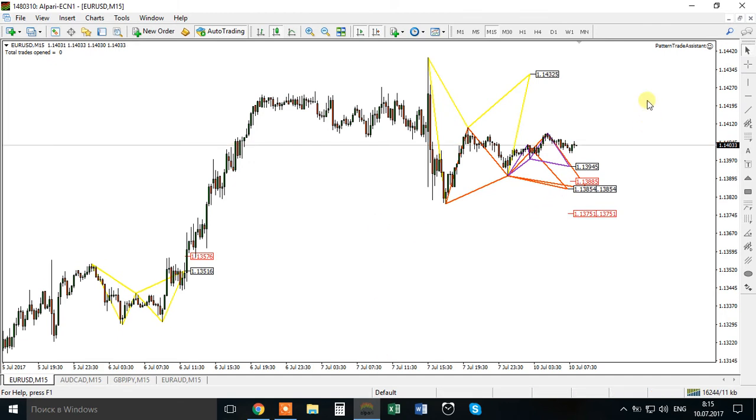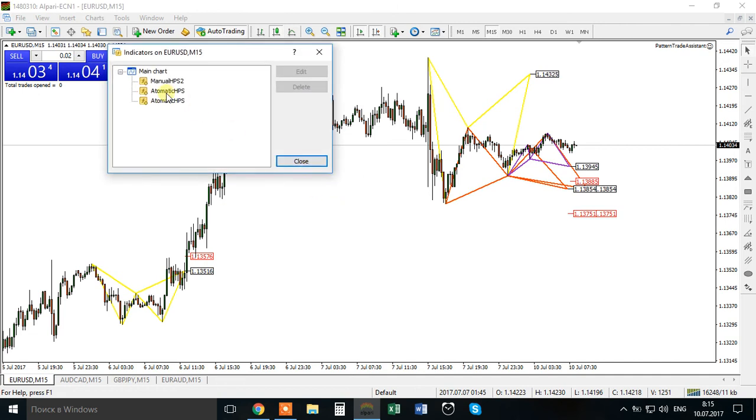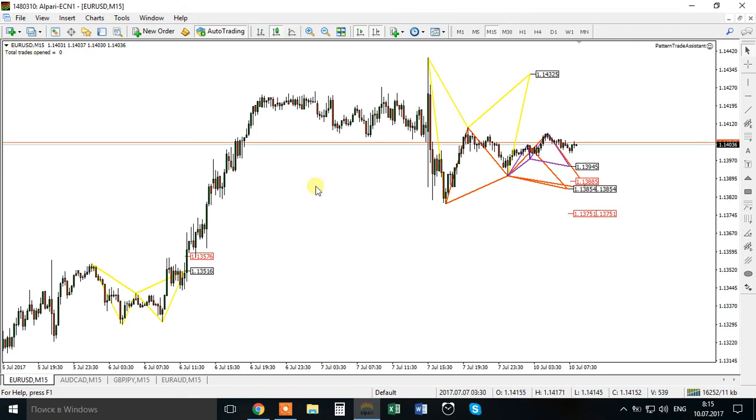All those trades are drawn automatically with my automatic HPS scanner indicators. Sorry, it is here. Automatic HPS. Close it. What is this? Trade panel, one-click trade panel, disabled.